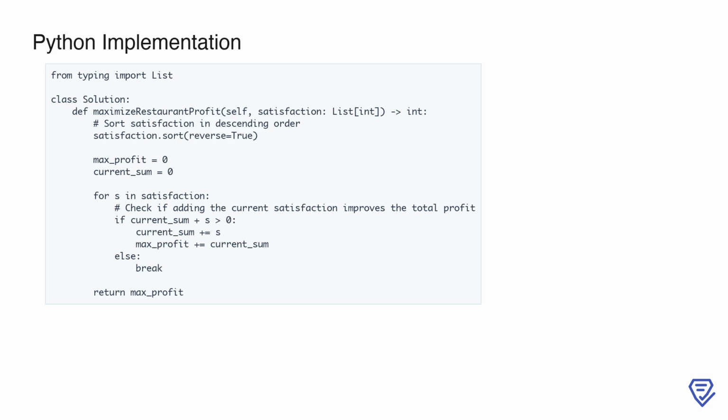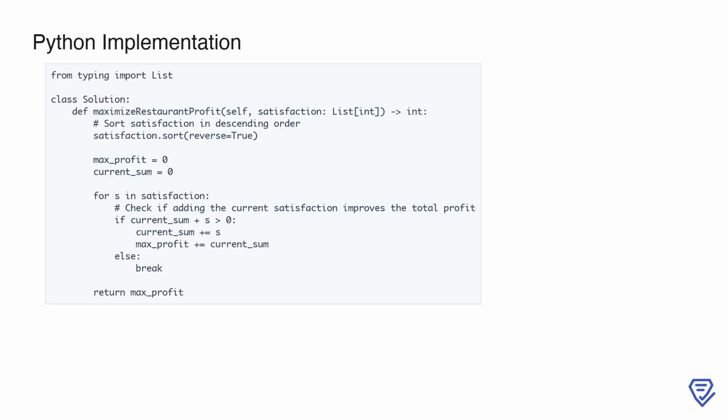The code begins by sorting the satisfaction array in descending order to prioritize the highest satisfaction levels first. This ensures that we consider the most impactful values early in our calculations. Two variables, max_profit and current_sum, are initialized to 0.